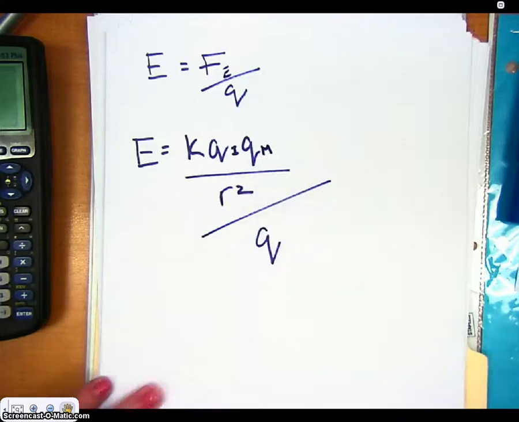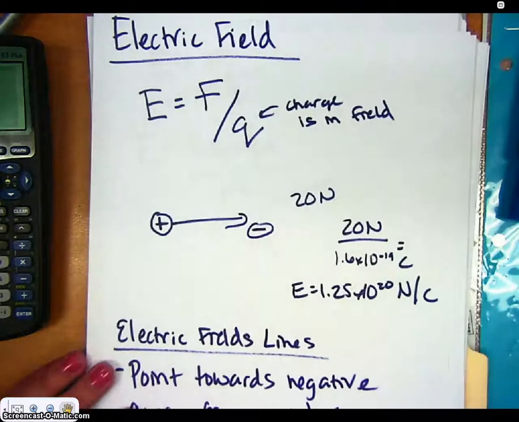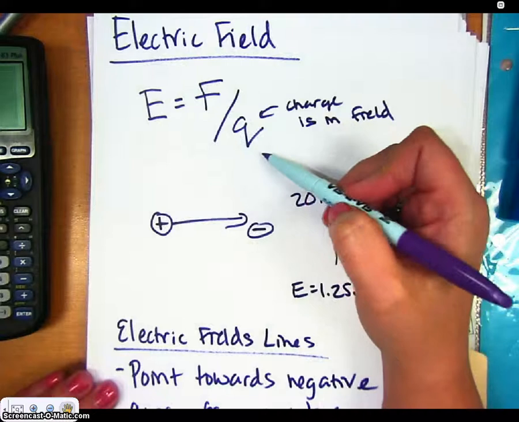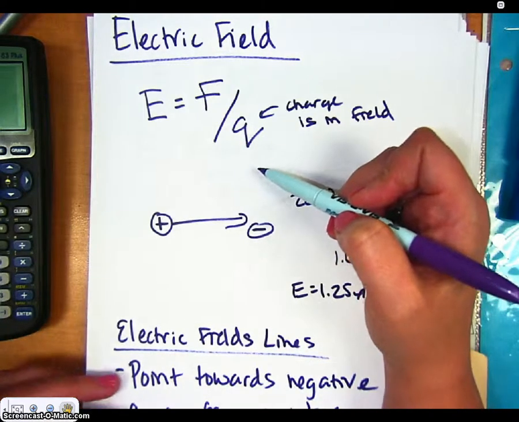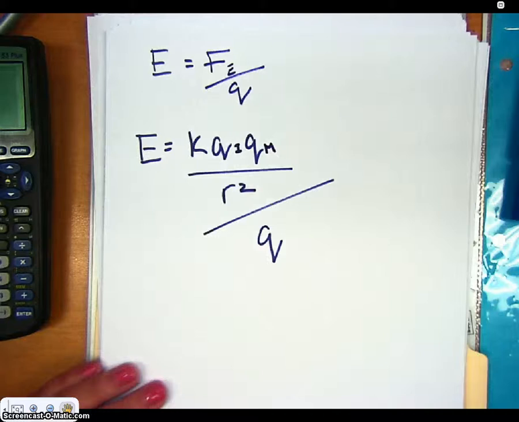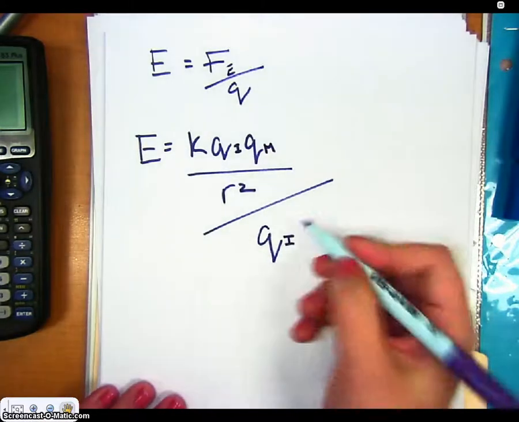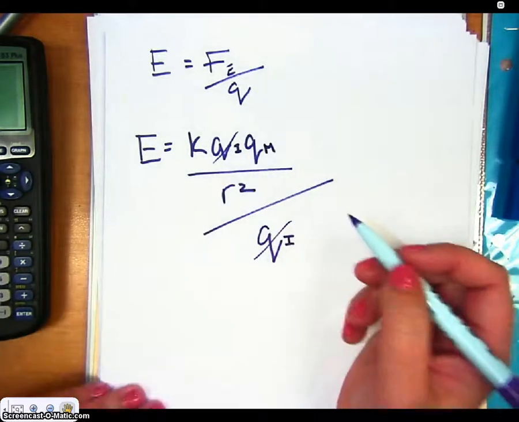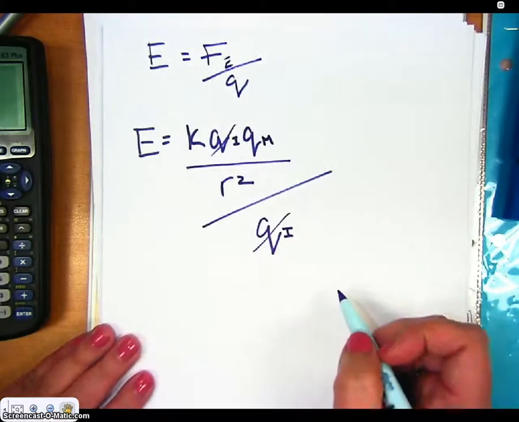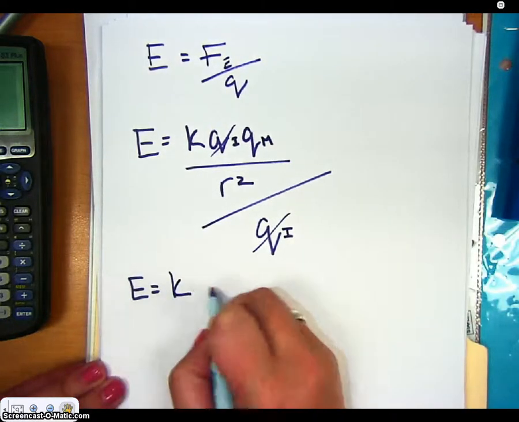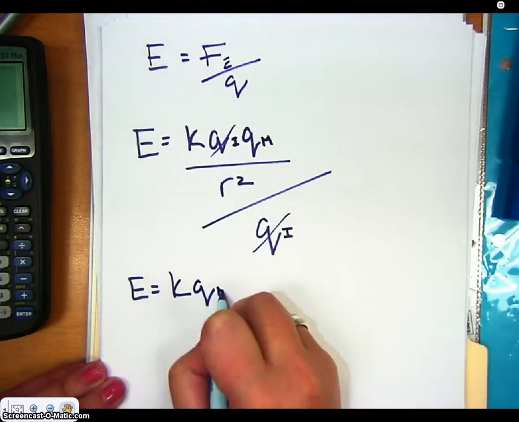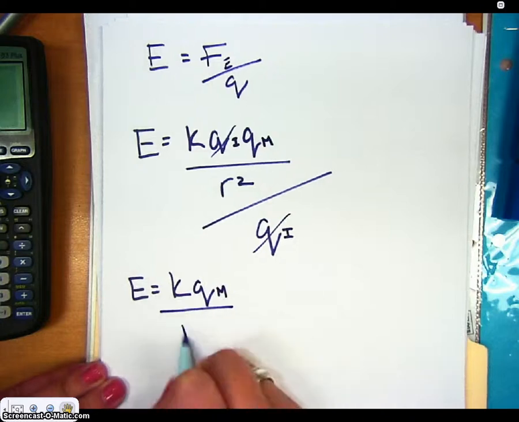Now, which Q is that? Remember, when we look at our problem here, this is the Q that is in the field, not the one that is making the field. So underneath, this would be Qi, and we would get our Qi's to cancel. So now we have an equation for an electric field without there actually being a charge in it. It's relative to the charge that is making the field.